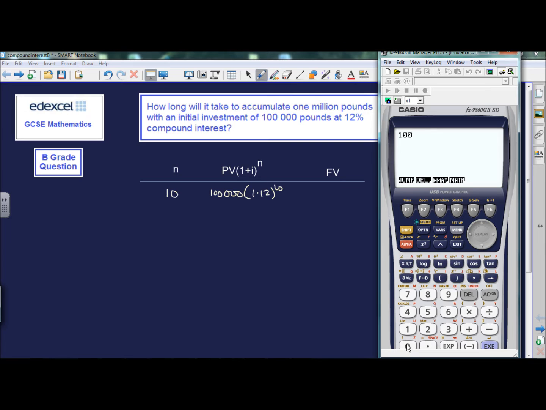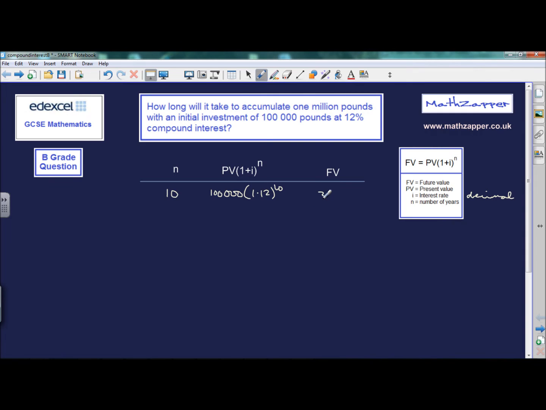100,000 multiplied by 1.12, all raised to the power 10, which is the number of years the investment is, gives us 310,584.